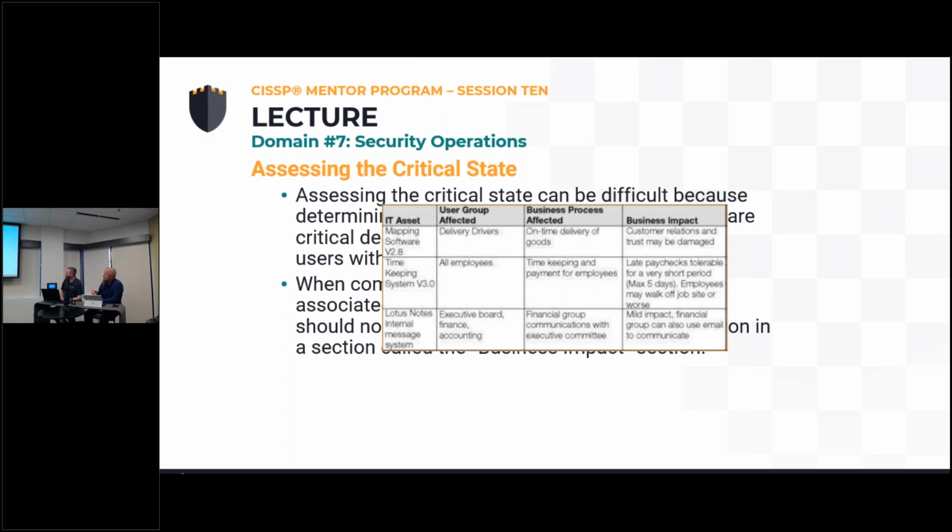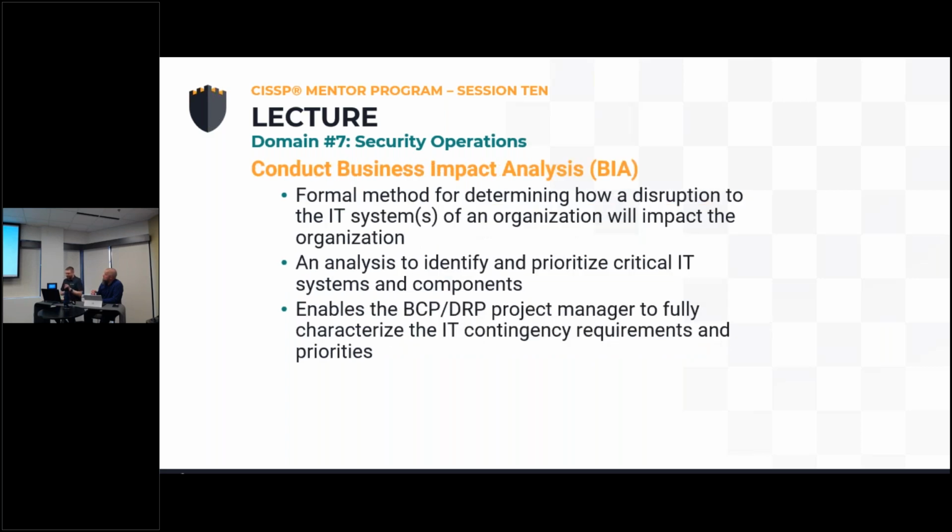Anyway. So there you go. Some kind of fuzzy screenshot I took. It gives you an idea of what the system is, what the users are, what's affected, and what the impact is. Boom. Business impact analysis. How is a disruption to an IT system going to impact the business? It's just identifying and prioritizing what the impact is for the different systems.